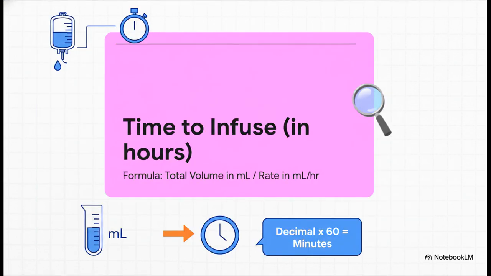But what if the question flips it on you? What if they ask how long an infusion is going to take? For that, we use this formula right here. Just divide the total volume in mL by the rate in mL per hour. This will give you the time in hours.